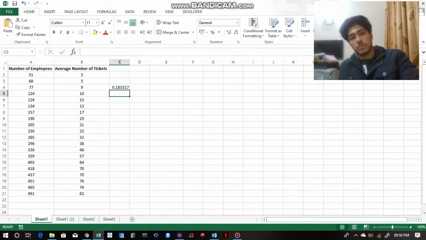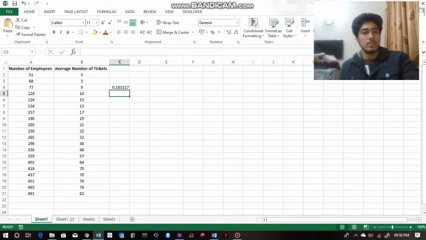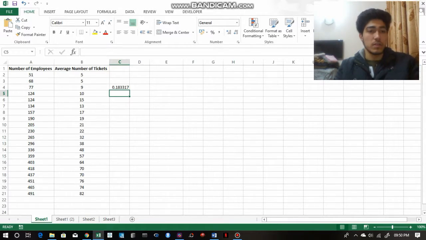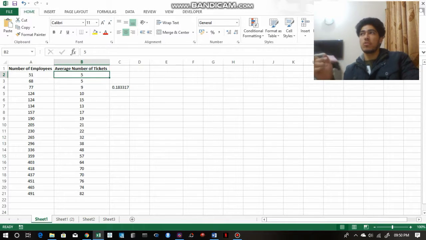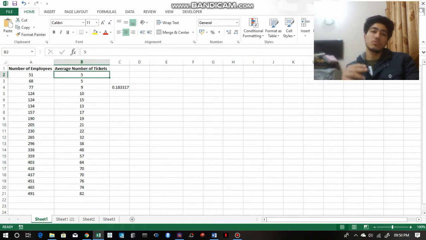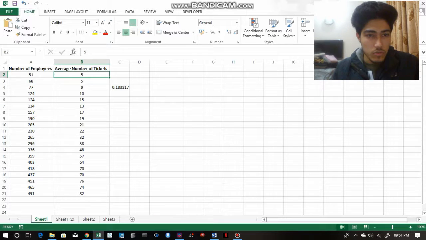So our slope for the data is 0.183317, which means for each number of ticket increased, the number of employees increased will be 0.18. For example, 51 employees can handle 5 tickets per day. So if tomorrow 6 tickets need to be handled, how many employees will be required to handle those tickets? That is 0.18.